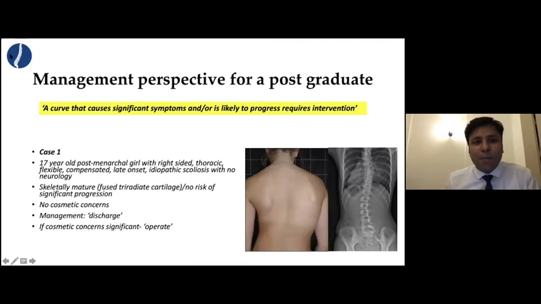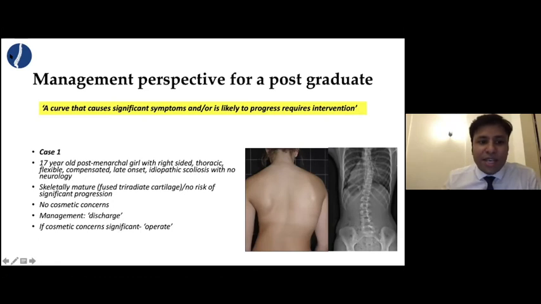Now, remember this one line: a curve that causes significant symptoms and/or is likely to progress requires some intervention. To talk about this first case, she's a 17-year-old post-menarchal girl with right-sided, thoracic, flexible, compensated, late-onset idiopathic scoliosis with no neurology. We know she's skeletally mature because she's post-menarchal. We know she's skeletally mature also because she has fused radiate cartilage, so there is no risk of significant progression.